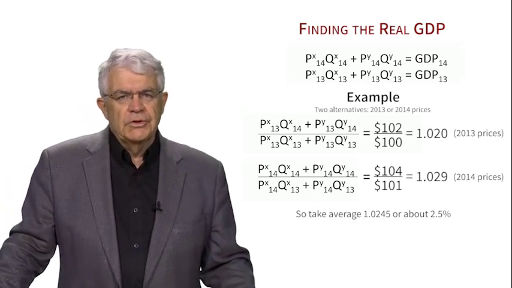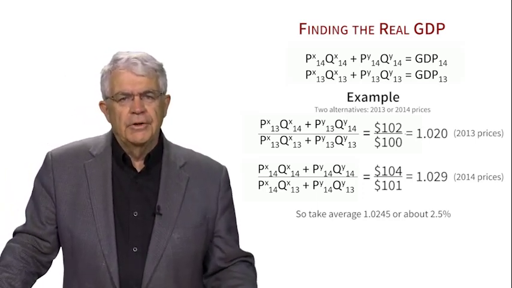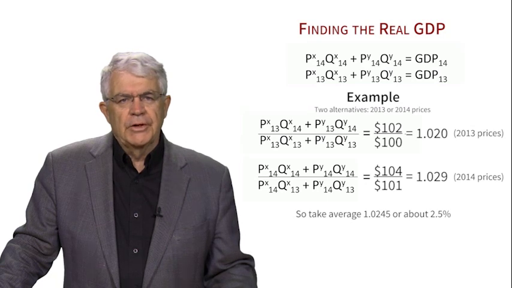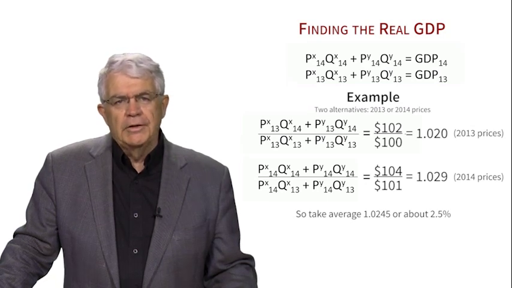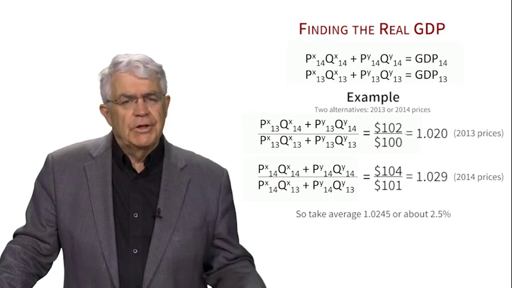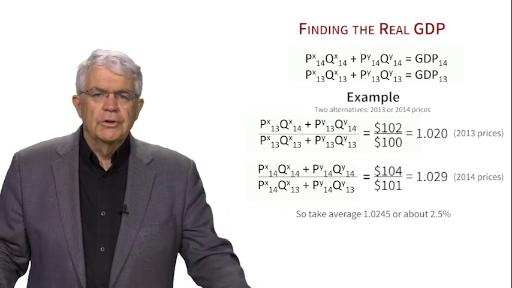So the first equation just takes the market value of the two goods produced in the economy in 2014. And so that would be the price of good X in 2014, P super X of 14, times the quantity of X produced in 2014, Q super X of 14. And then we add in the market value of the good Y, which is P super Y times Q super Y for 2014. And that gives a measure of GDP, regular old GDP for the year 2014.